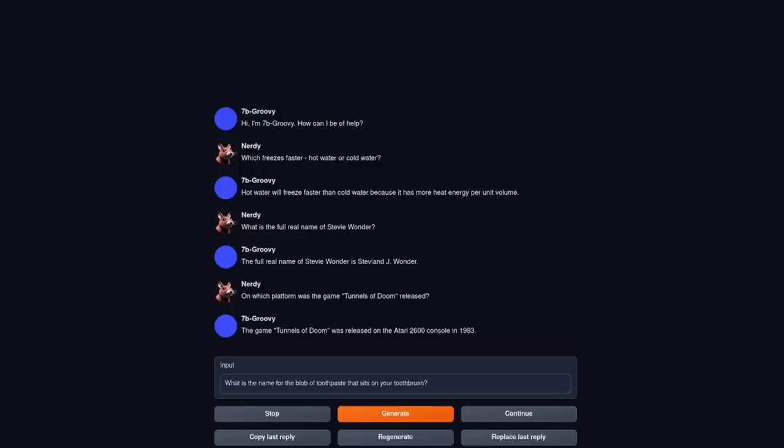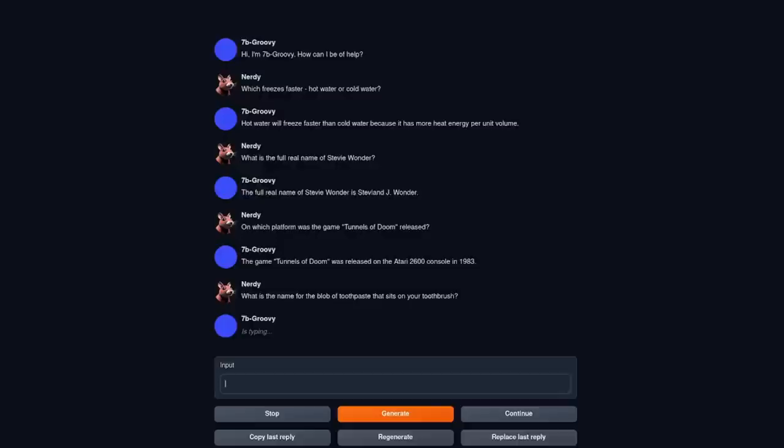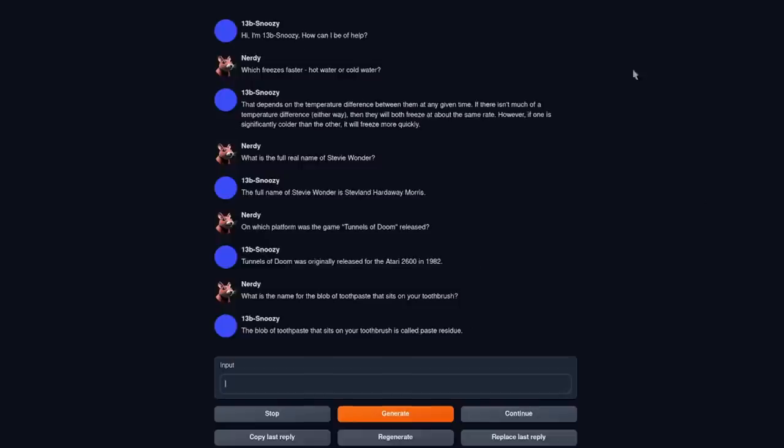Looking for even more essential information from the world, this time I'm trying to figure out what is the name for the blob of toothpaste that sits on your toothbrush. Groovy comes back with some incredible pearls of wisdom. The name for the blob of toothpaste that sits on your toothbrush is toothpaste. Okay, fair enough. And 13B Snoozy says the blob of toothpaste is called paste residue. All right, we've got two different answers there.